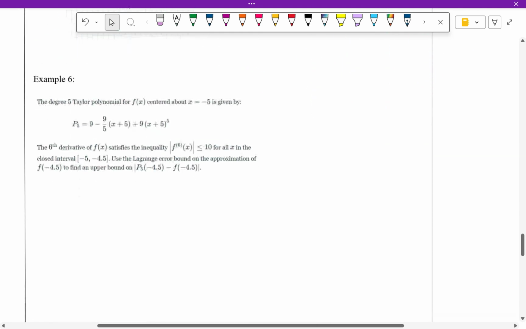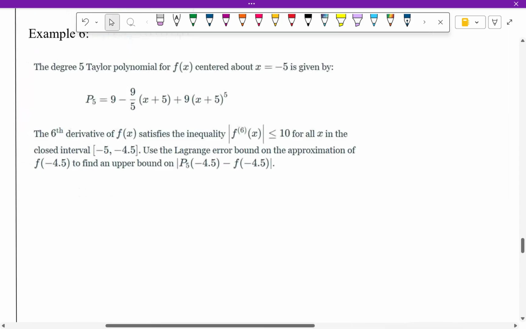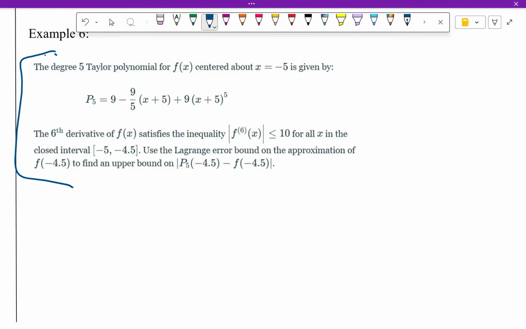6 is kind of similar, except they didn't give us the graph. So read 6 to yourself. Okay. What is the degree that they're giving us here? 5. Okay, so we're looking for our remainder of our 5th degree polynomial.